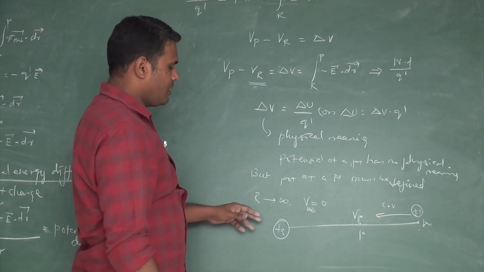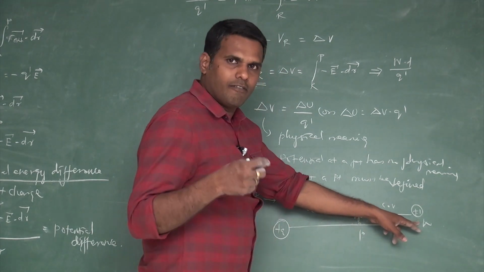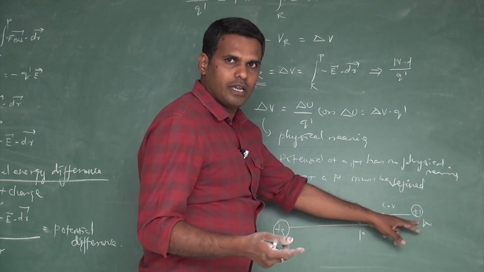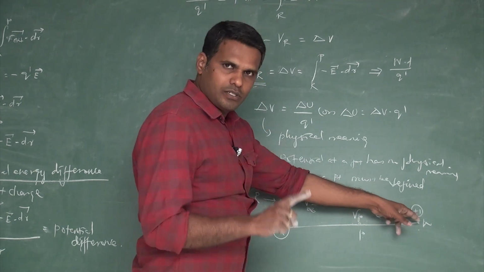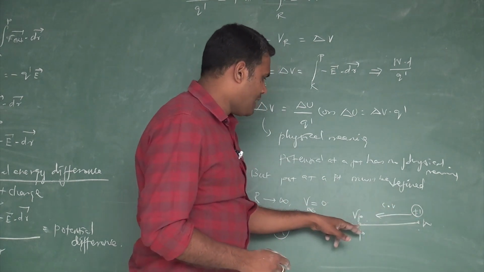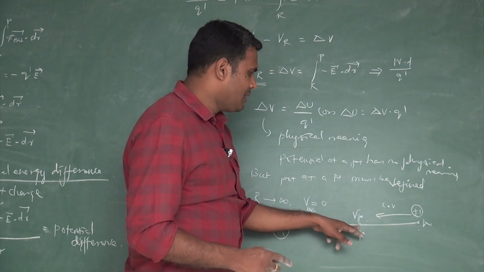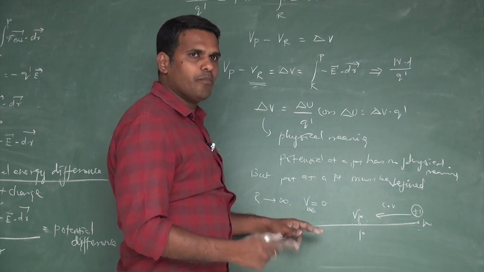See the statement. The potential at a point is defined as the amount of work done by the external force in moving a unit positive charge with constant velocity against the electric force from infinity to that point.